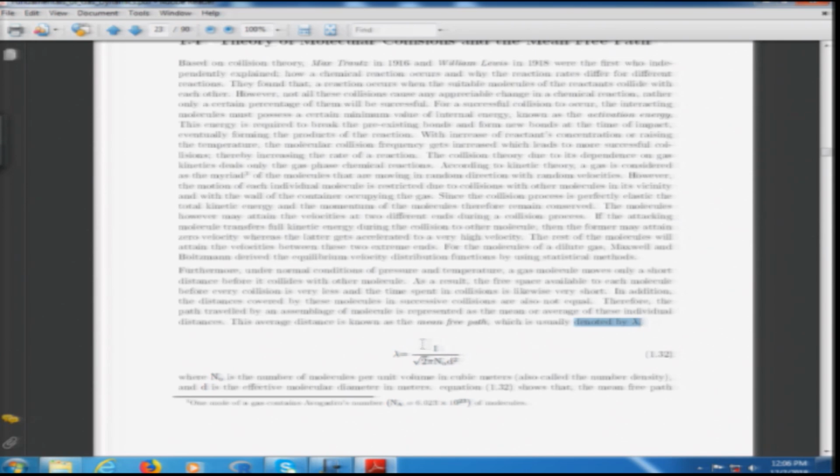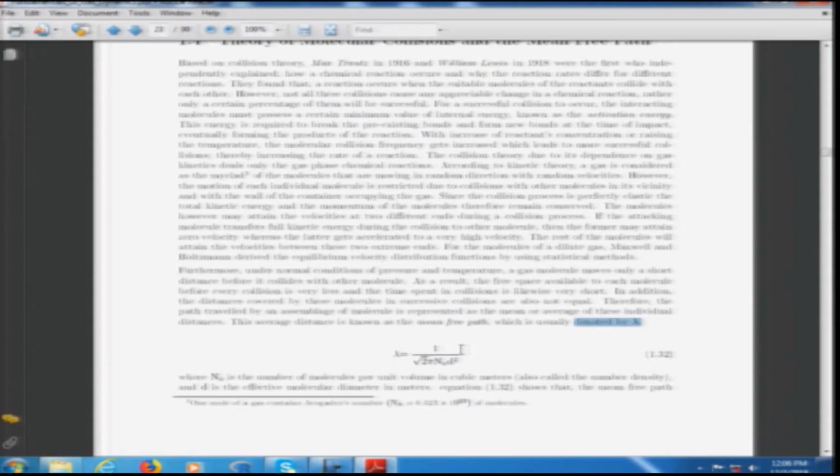It is given as lambda equals 1 upon square root of 2 pi n naught d squared, where n naught is the number of molecules per unit volume in cubic meters. It is also termed the number density. And d is the effective diameter of the molecules. We have assumed perfect spheres; they may be, they may not be. Therefore, we talk about the effective diameter of those molecules, with their varied diameters.